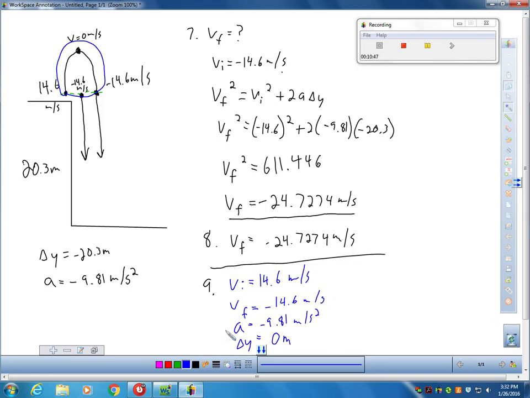So at that point, you literally have everything except time, so you can choose any formula you want in order to find that. I like this one. I'm a fan. VF equals VI plus AT.